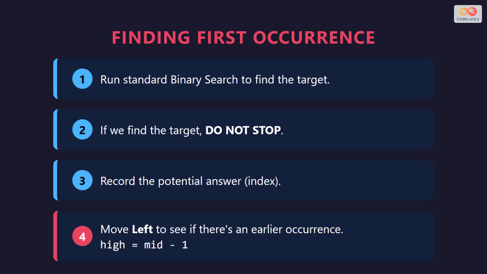To find the first occurrence, we modify the binary search. When we find the target at the middle index, we do not stop. We temporarily record this index as a potential answer, but then we continue searching in the left half of the array. This helps us see if there is an earlier occurrence of the target.